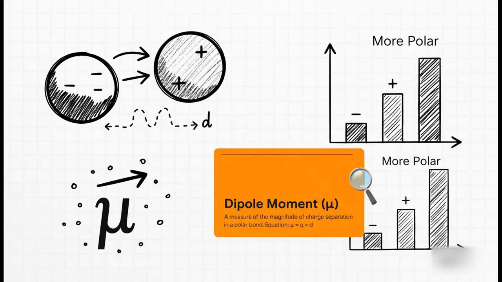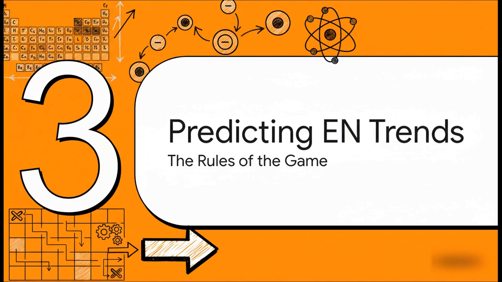To actually put a number on this polarity, we use something called the dipole moment, which we represent with the Greek letter mu. It's just a measurement of how separated those positive and negative charges are inside the bond. You calculate it by multiplying the size of the charge, Q, by the distance between the charges, D, which is pretty much the bond length. The bigger the dipole moment, the more polar the bond is. Simple as that.